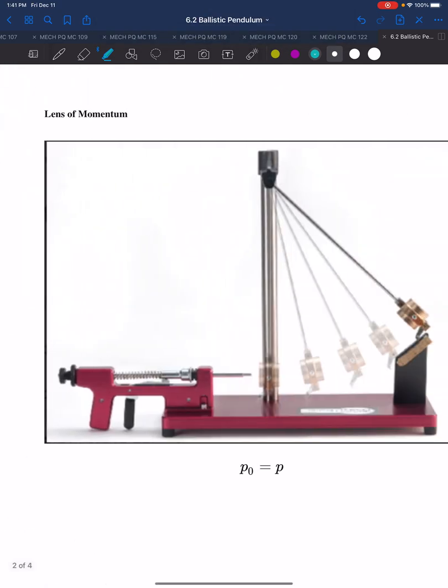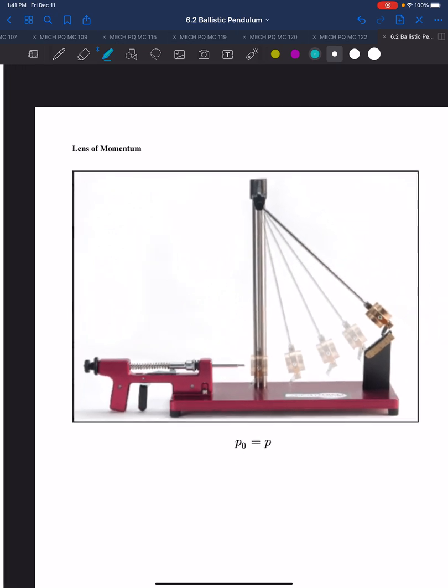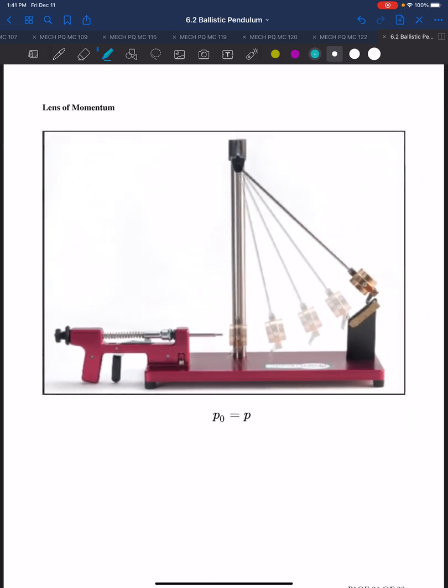So let's first apply and use the lens of momentum. Now, what we know is that momentum, linear momentum, is always, always, always conserved. We can count on that. Linear momentum is always conserved, and that's our P0 equals P. The initial momentum equals the final momentum. The total momentum of the system remains constant.